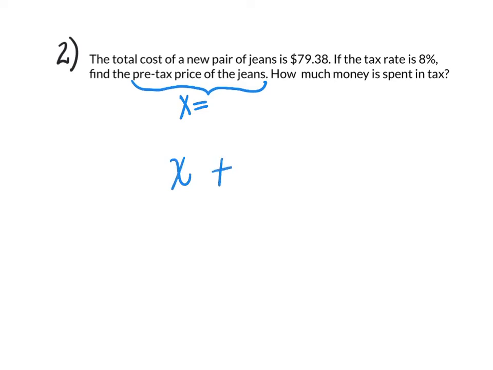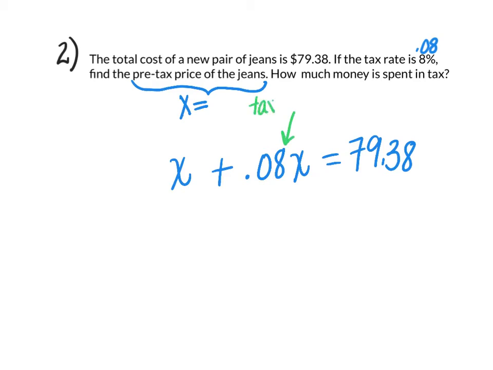Now I need to add my tax. Remember, the tax is the tax rate times the item. My tax rate is 8%, which means it's really 0.08 as a decimal. So it's 0.08 times my item, and then that equals the $79.38 that I spent for my jeans. It's super important that you remember it's the tax rate times your item. That's how we determine the tax part.